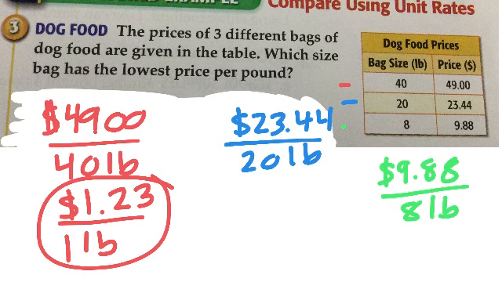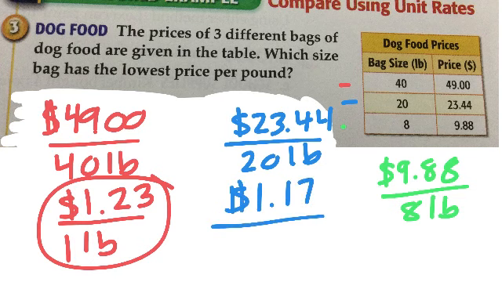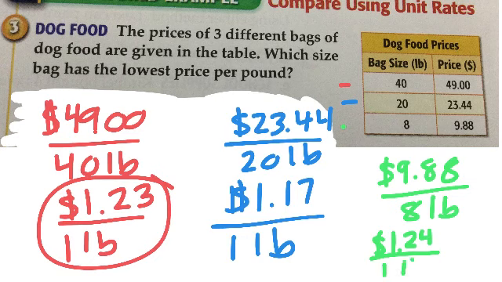Okay, in the second bag, the blue bag, I would do $23.44 divided by the denominator, which is 20, and that would give me 1.172, which again, because it's money, I'm going to round to 2 decimal places, so that'd be $1.17 for every 1 pound. And then the last one, the third bag in green, we would need to divide by 8. So I've got $9.88 divided by 8. That would give 1.235, which would round up to $1.24 for every pound.